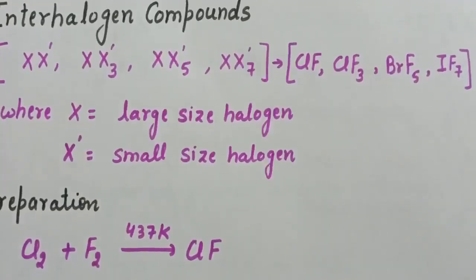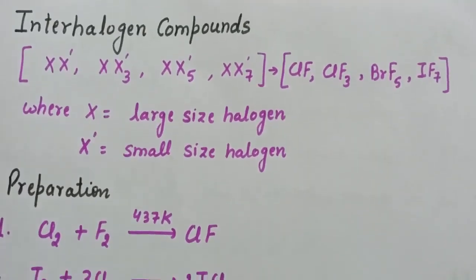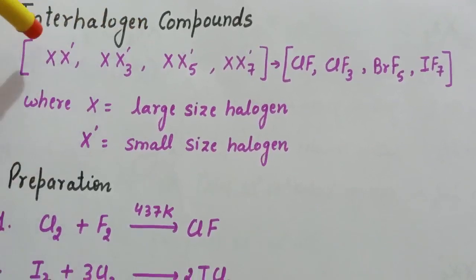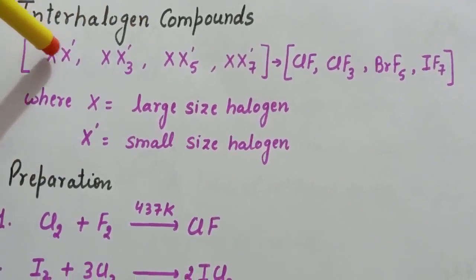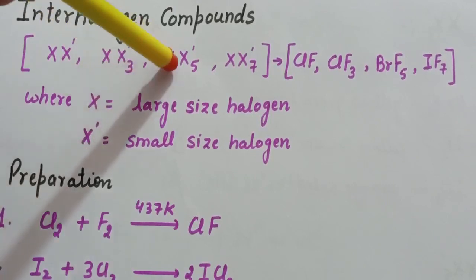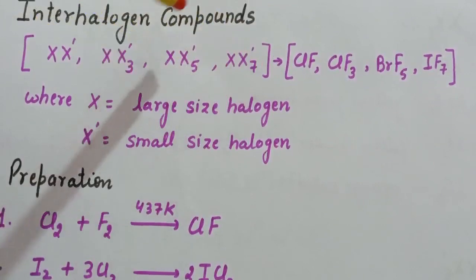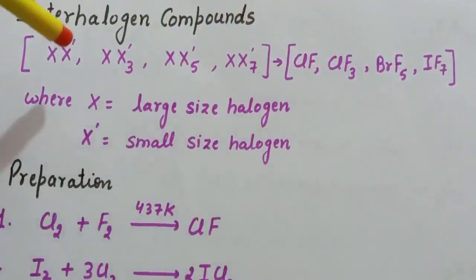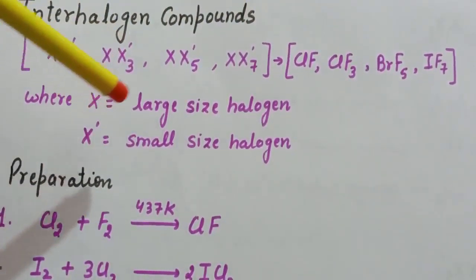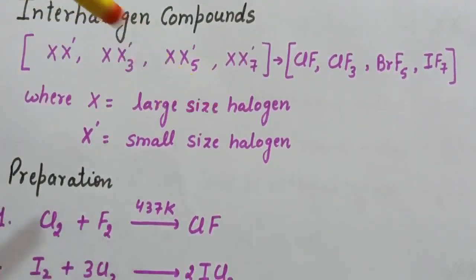So first we start with the interhalogen compounds. So here are four types of interhalogen compounds. First is XX' type, XX'3 type, XX'5 type, XX'7 type. And here are the examples of four types where X is large size halogen and X' is small size halogen. So these are the interhalogen compounds.